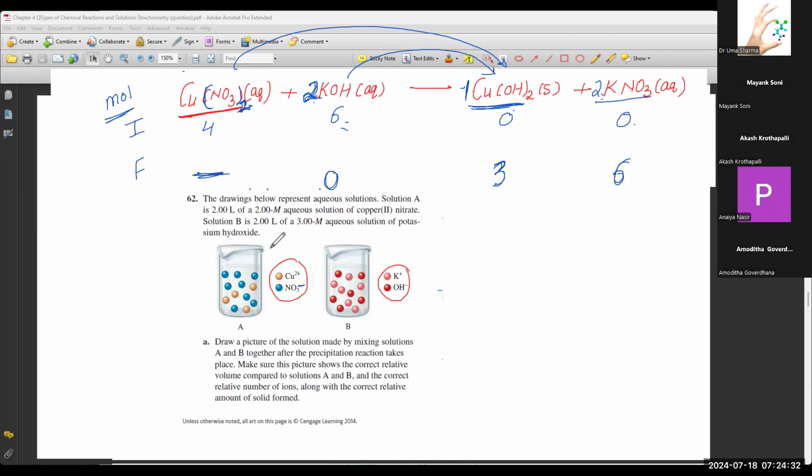Very good, very fast. Mayank, you are with us? Can you see that how we calculated this one? Now draw a picture. Okay. What's the total volume of the container now in this picture after mixing these two? What's the total volume? So I'm writing here 4 liters. How many copper 2 plus? These are in the solution, right? Aqueous. How many copper 2 plus from this one? From this 1 mole of Cu(NO3)2, 1. I'm making 1 from here.